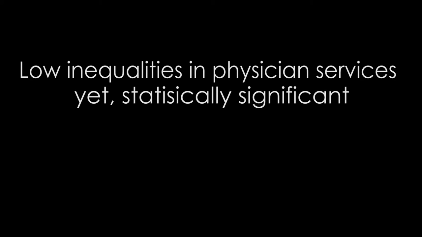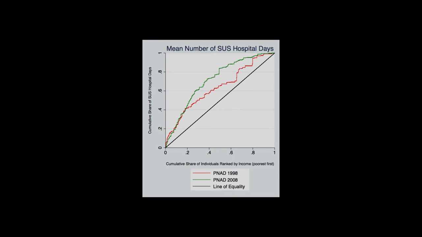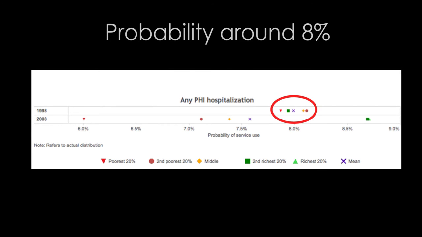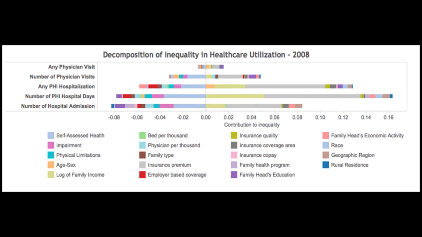Results. Physician services present very low inequalities, although a statistically significant positive gradient persists in both survey years. Publicly financed hospitalizations are a rare phenomenon among privately insured individuals and strongly concentrated on the poor. Most hospitalizations in the study group are financed through private insurance, and they are very concentrated on the rich. Premium value and income are the most relevant contributors to inequality.